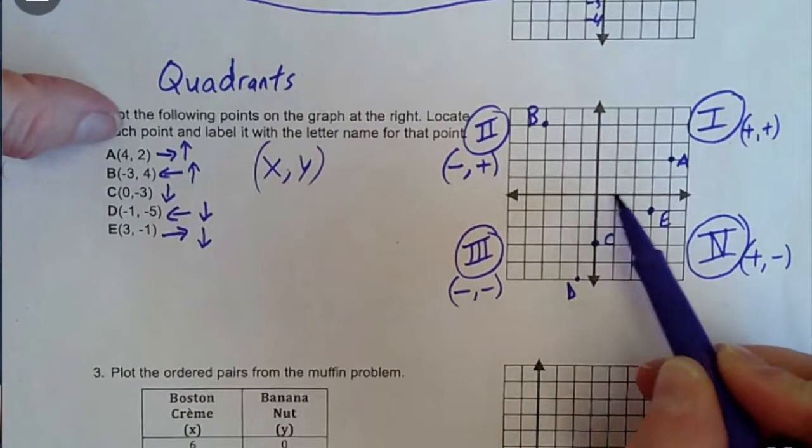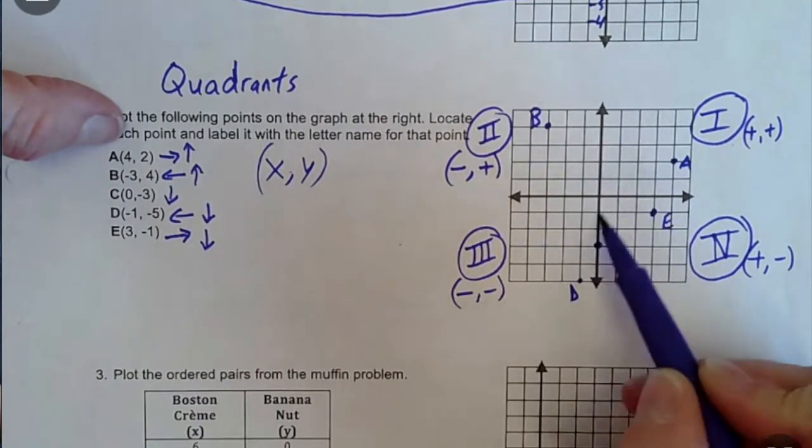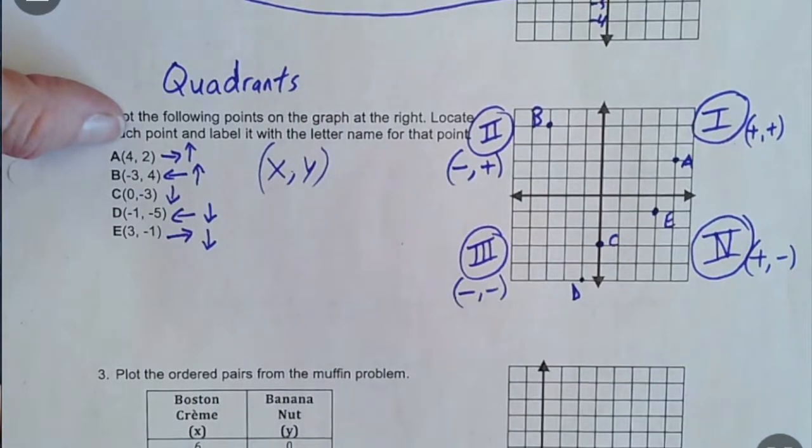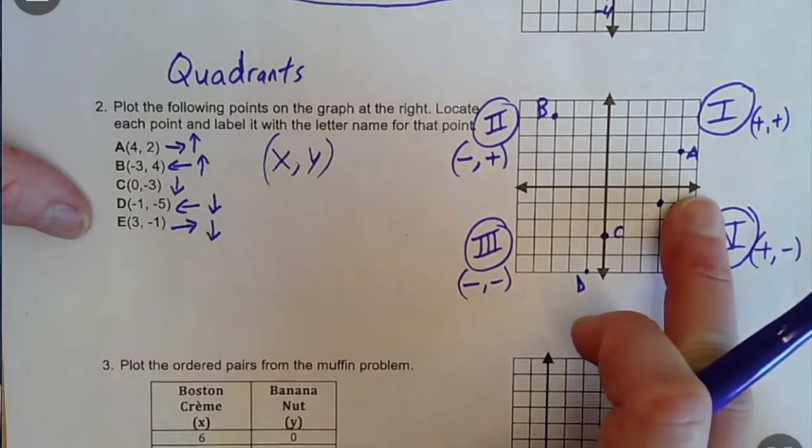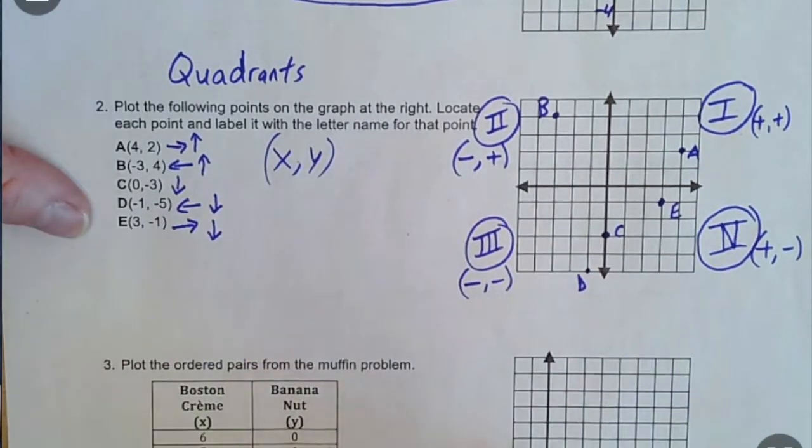The first number tells you if you go right or left, and the second number tells you if you go up or down. So you need to know your quadrants as well as being able to plot these points, and vice versa. If I give you the points, could you give me their coordinates?